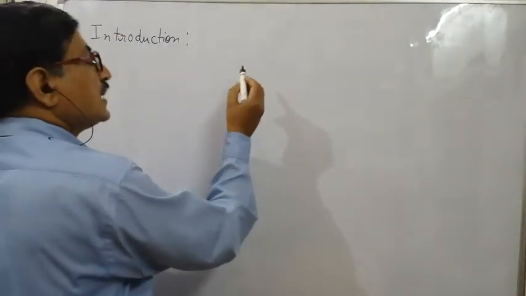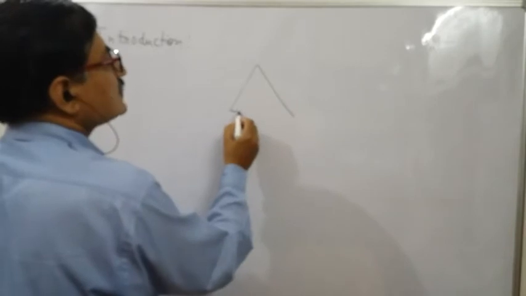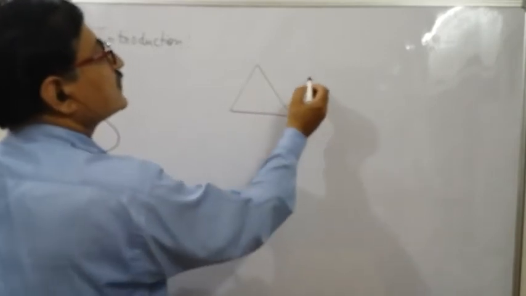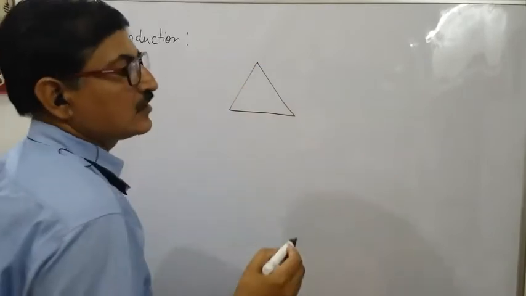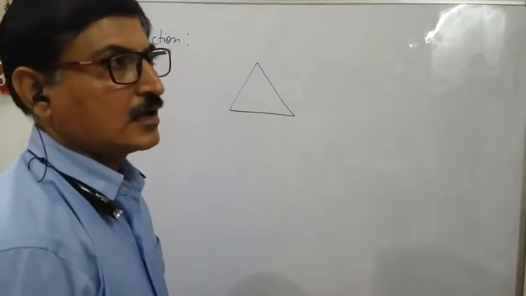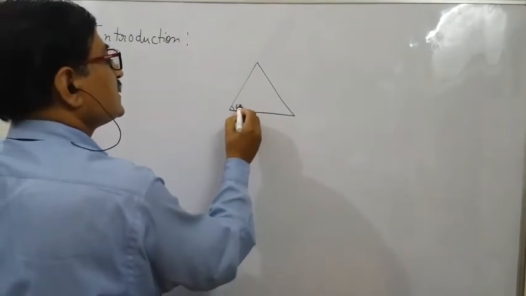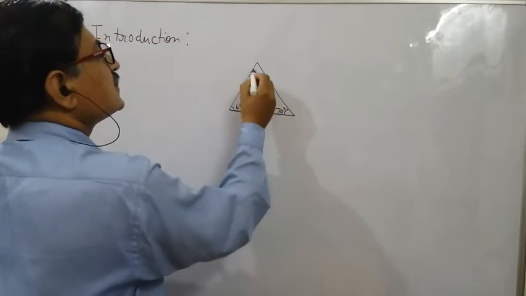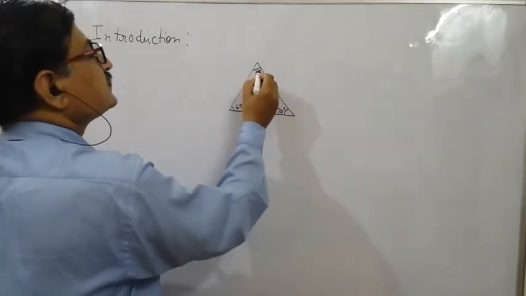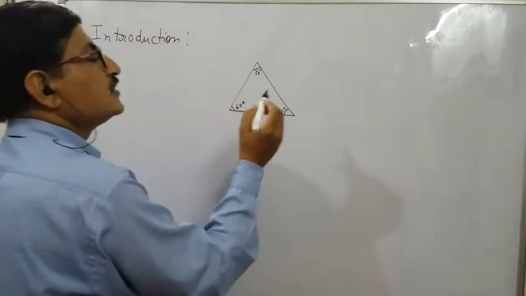First one is the acute angle triangle, where the angles are between 0 to 90 degrees. Angles between 0 to 90 degrees, that is called what? That is the acute angle triangle. Suppose this is 60 degrees, this is 70 degrees, and this is 50 degrees. This is an acute angle triangle. All angles are between 0 to 90 degrees.